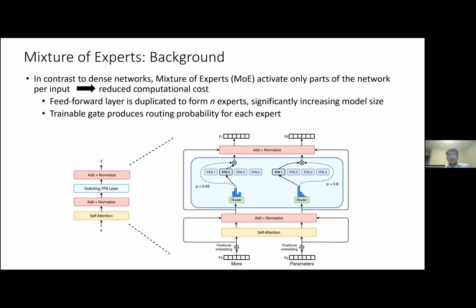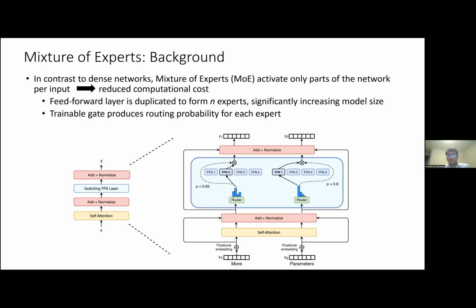Recall that in traditional dense transformers, you had a single feed-forward or FFN block. In the case of a mixture of experts model, you are going to have multiple parallel feed-forward network blocks, which we call the experts. Not all of them are going to be activated at the same time. So we will activate only a subset of them. And this decision is made by a router.